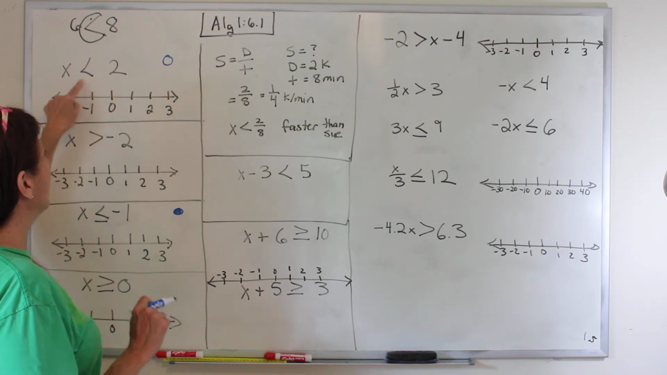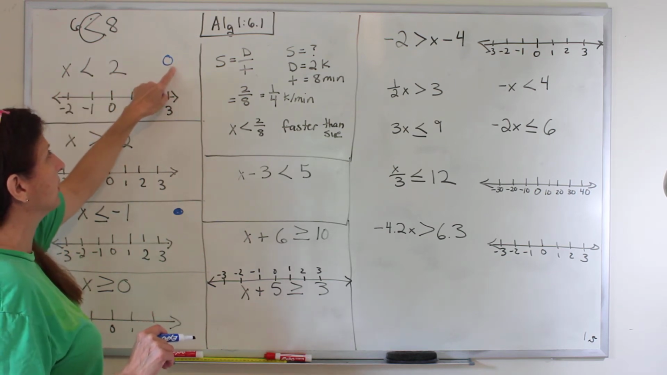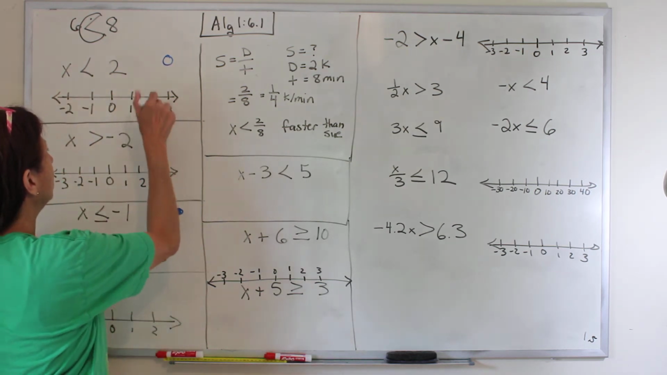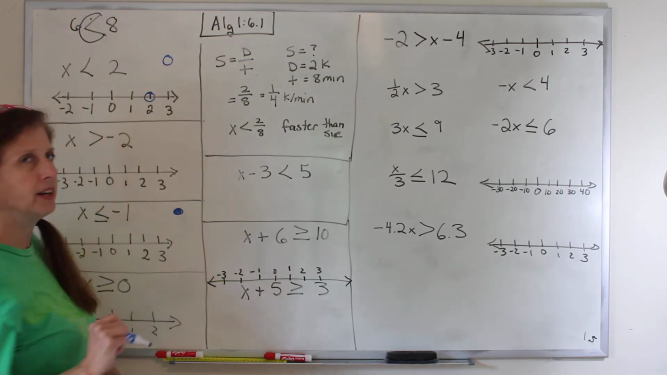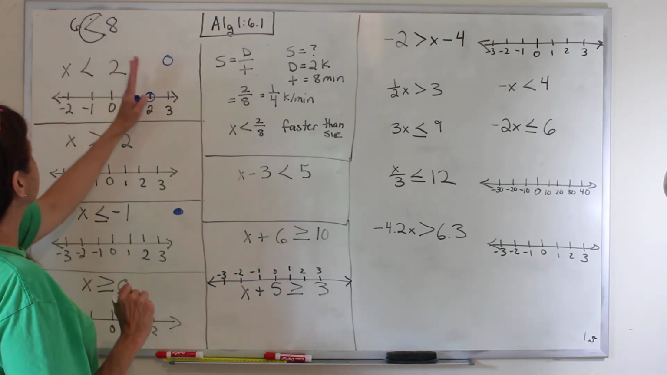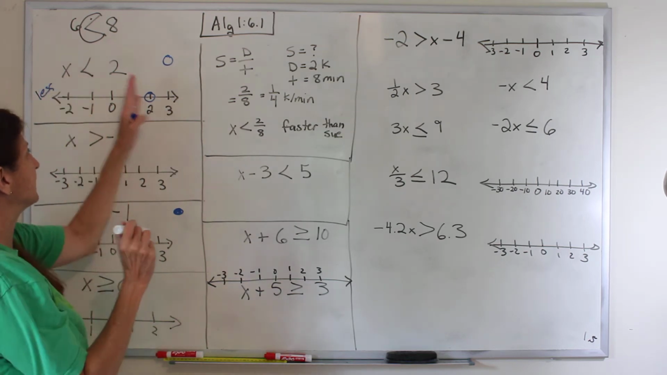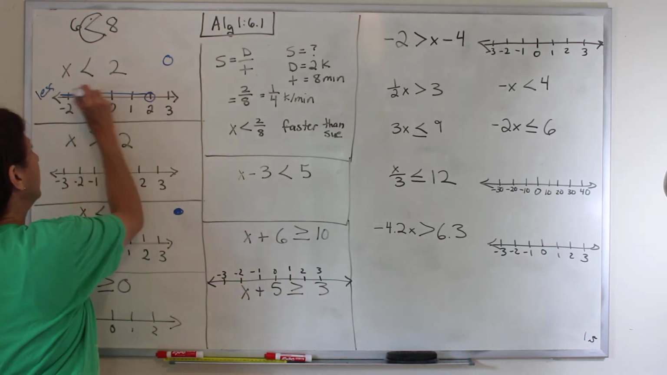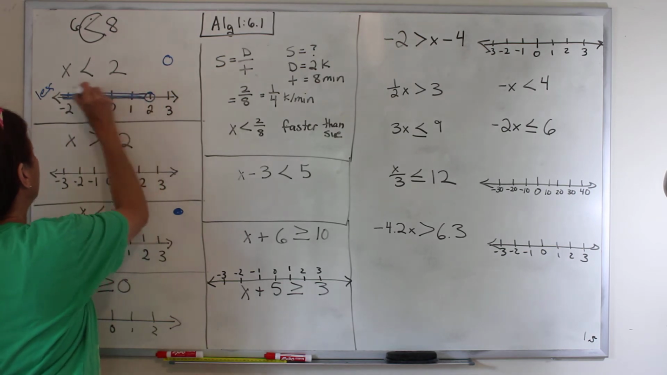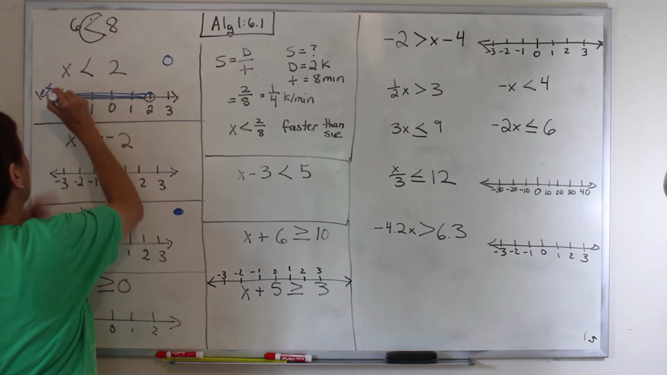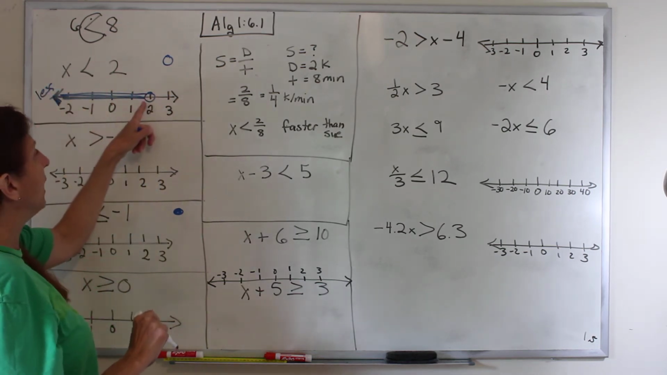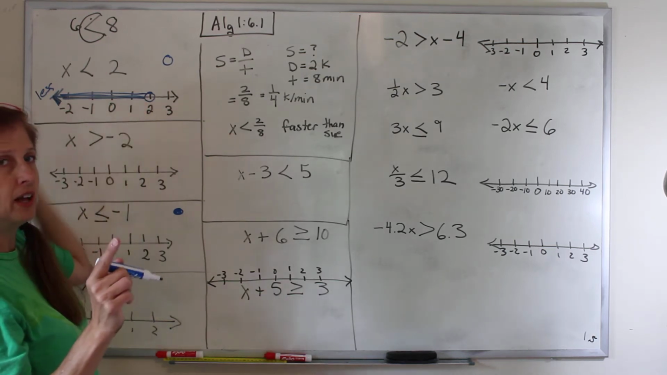Because it does not have the equals underneath, it's a donut. So I go to 2 and I draw my donut, and x is less than 2. So it's here on the less side, and we color, and this is what you're going to use your colored pencils for, including the arrow, everything from the donut back.